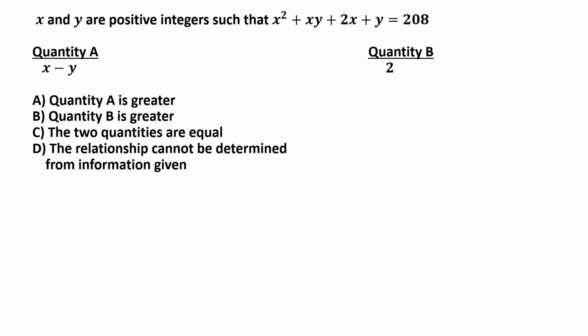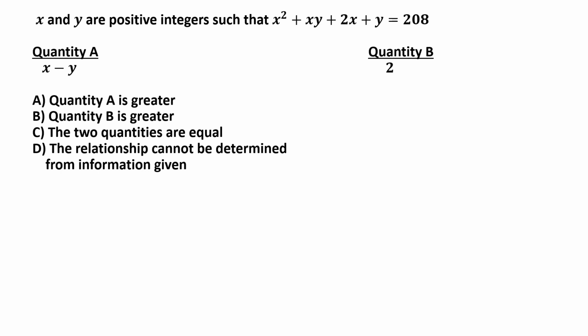X and y are positive integers such that x squared plus xy plus 2x plus y is equal to 208. Given this, we are asked to compare between the quantities x minus y and 2, and choose one of the options from A through D, whether one quantity is greater than the other or if the two quantities are equal. And there's an option D which says the relationship cannot be determined from information given.